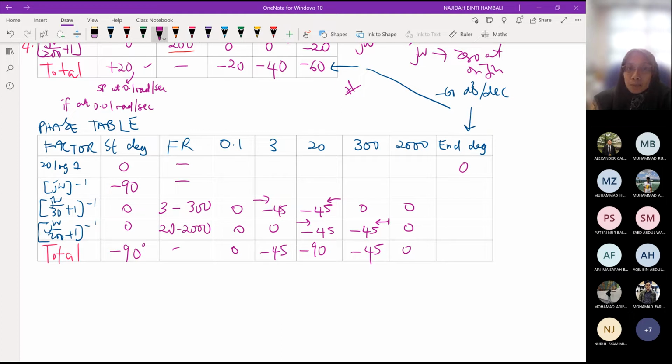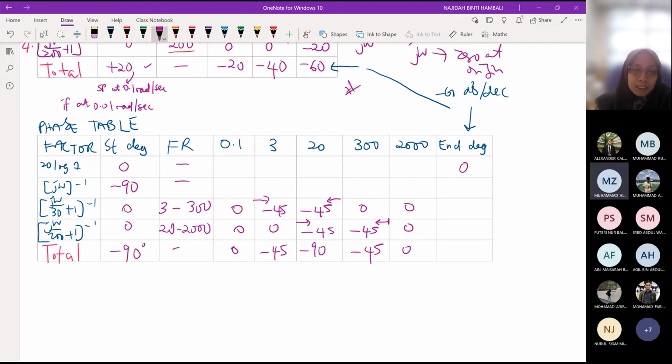Any single pole will contribute negative 90 degree, either it is pole at origin or it's not pole at origin. Any double pole will contribute negative 180 degree. Clear?